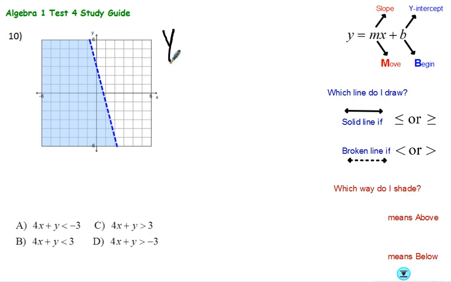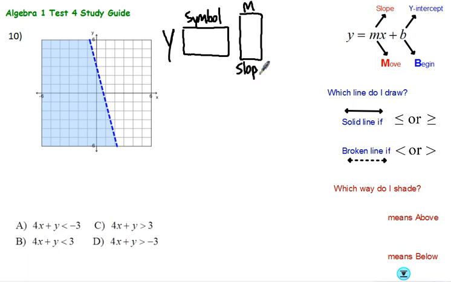Let's write it in slope-intercept form first. So we've got to figure out what the symbol's going to be, what the slope is, which is our m, and what the y-intercept is. Well, let's figure out what the y-intercept would be here. It's right about there, right? So that would be a positive 3 on the y. I didn't have to write positive 3, but we know it's a positive 3.